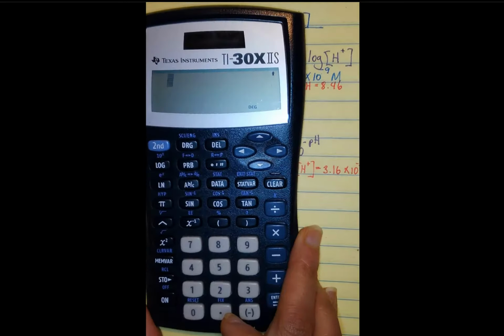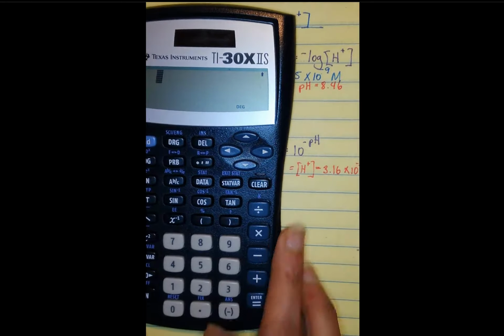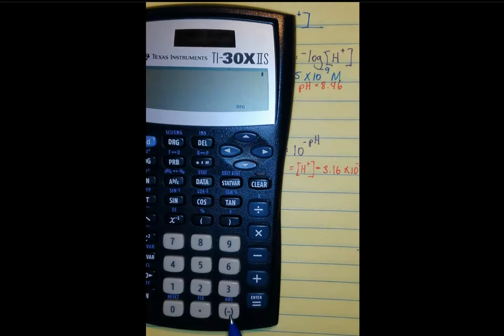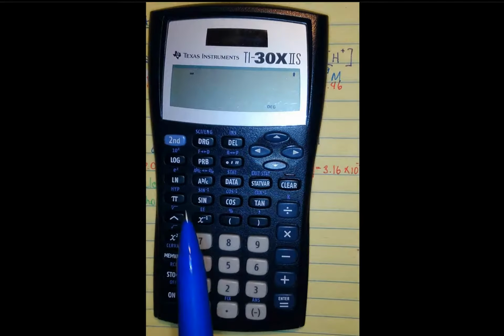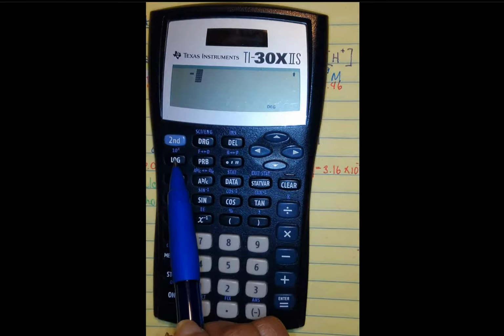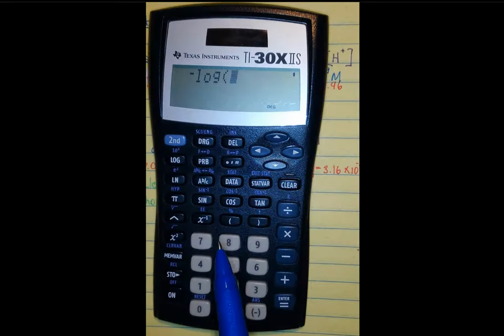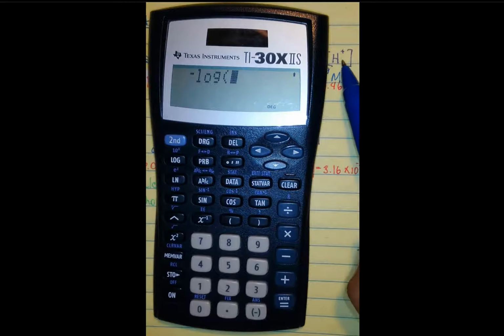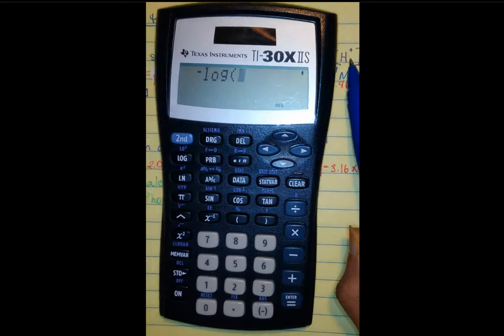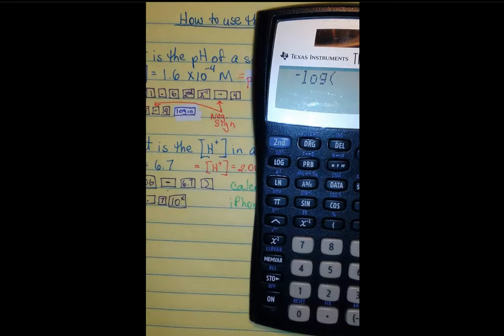We're going to press the negative sign right here. Don't use the minus sign, but use the negative, and then log is right here. This log button is right underneath second. It's right here, negative log, and then you simply put inside the parentheses the hydrogen ion concentration that you're given. In this case, it is 1.6 second E negative 4.